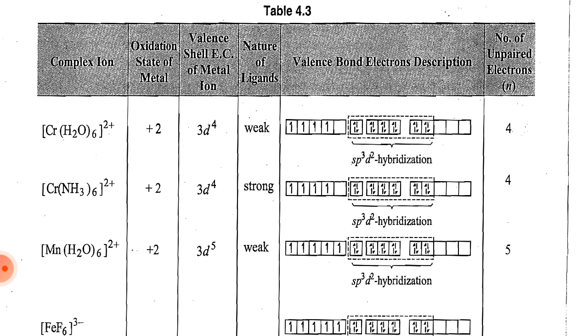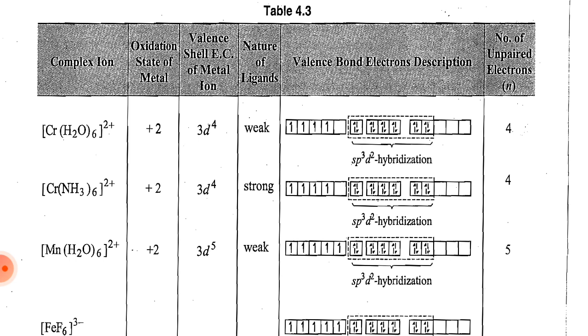Valence shell electronic configuration of the metal ion will be 3d4. The nature of the ligand is weak. H2O is a weak field ligand, so in the valence bond description chromium will show 4 unpaired electrons in 3d. So the H2O will share 12 electrons to form sp3d2 hybridization. The number of unpaired electrons will be 4.